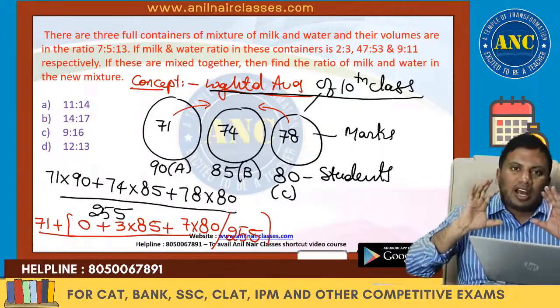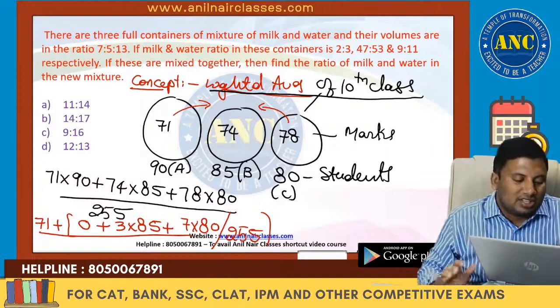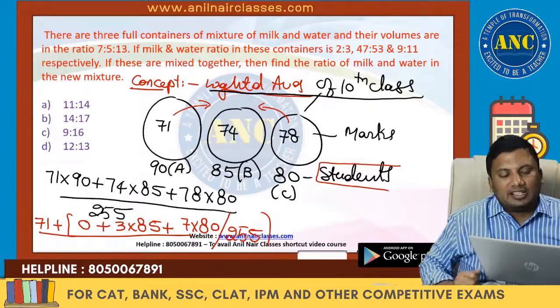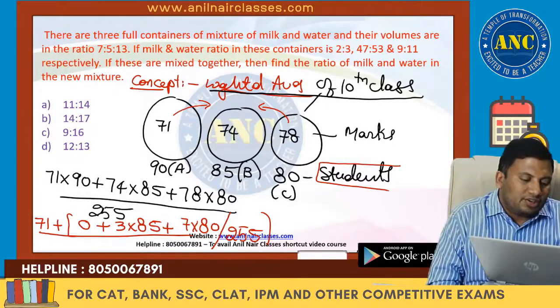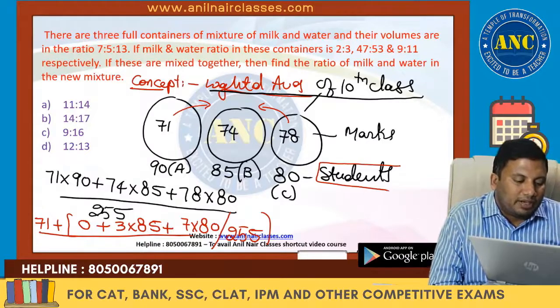Again I am saying, class 10th has three sections: section A, section B, section C. Number of students are 90, 85, 80, and the marks are 71, 74, 78. So 71 into 90, 74 into 85, 78 into 80 divided by 255.